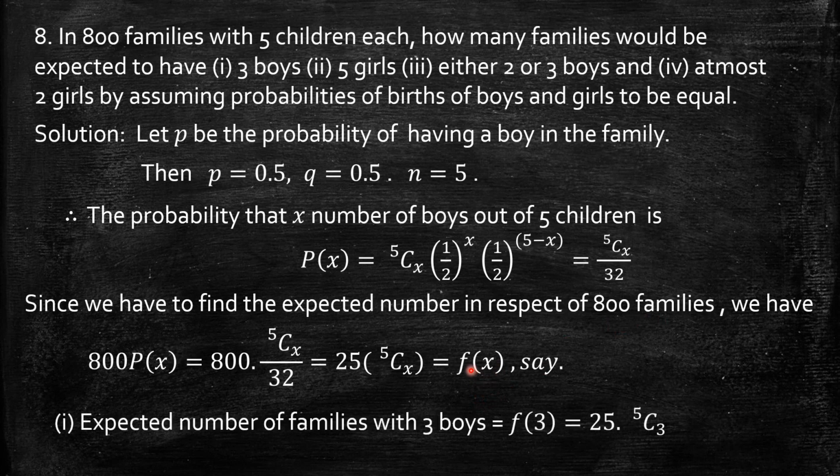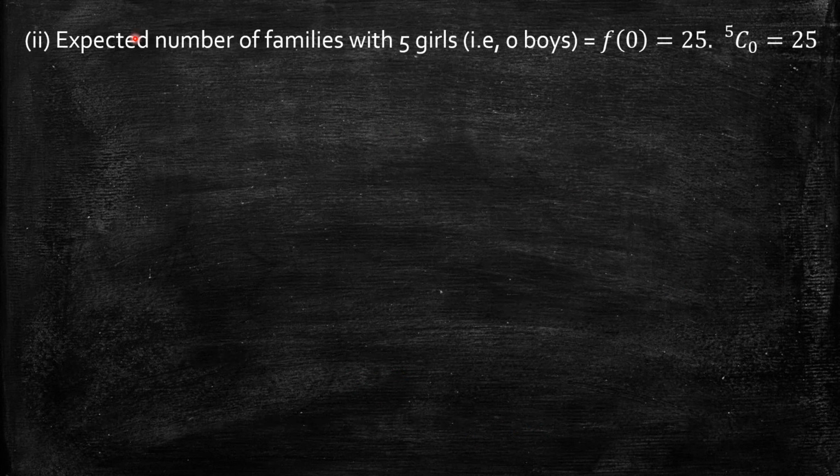That means total number of families out of 800 families having x number of boys. So the first question, expected number of families with 3 boys, means f of 3, which gives 25 into 5c3, simplify, that gives 250. Now the second one is 5 girls, means 0 boys. So expected number of families with 5 girls, that is 0 boys, I have to calculate f of 0, that is 25 into 5c0, which is nothing but 25.